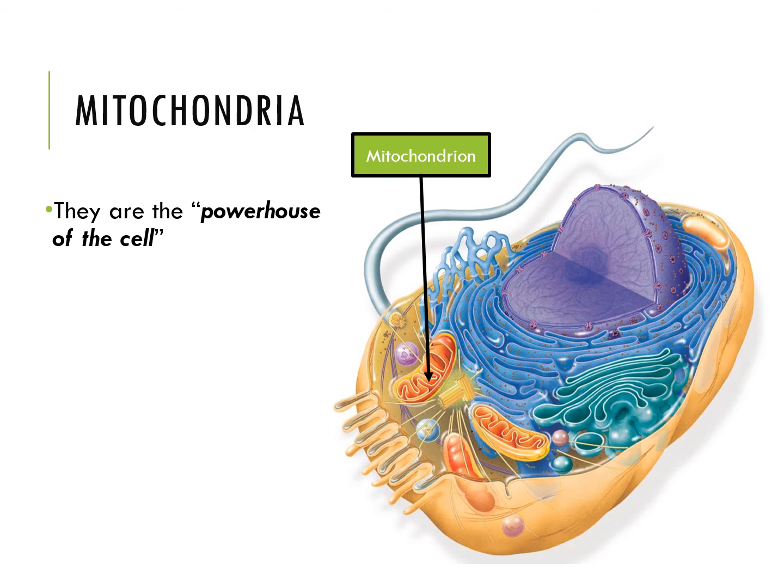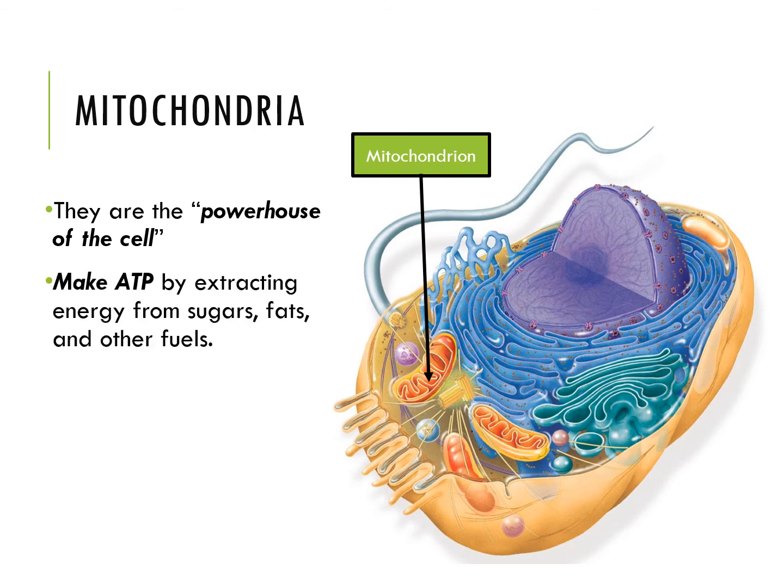So again, like I said, the powerhouse of the cell. It makes ATP, which is what we consider chemical energy, by extracting energy from sugar, fats, and other fuels. And as I say, we'll get into this more next week and how it does this. But they do have two membranes. They have an inner and an outer membrane.